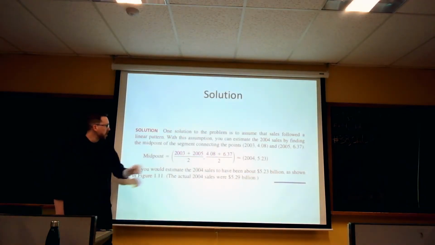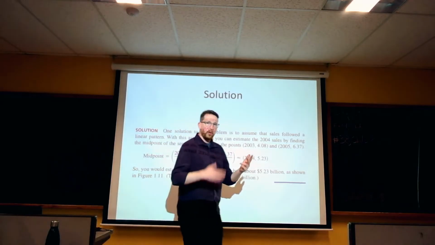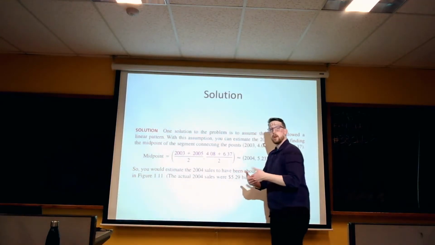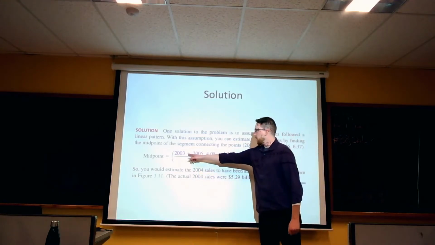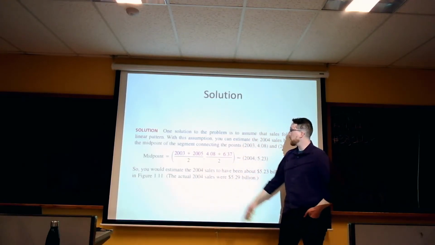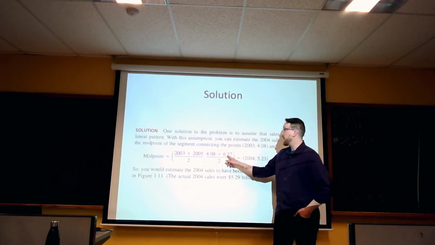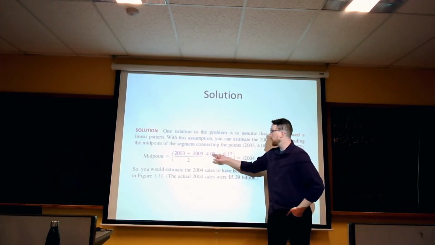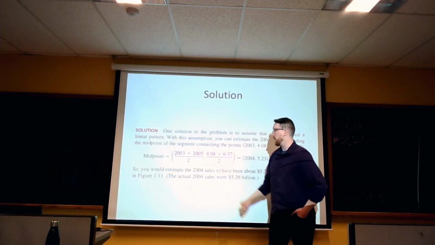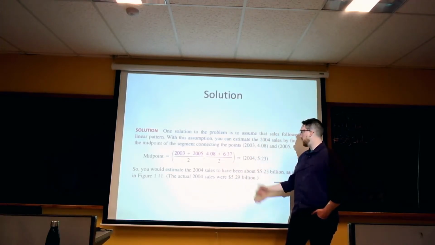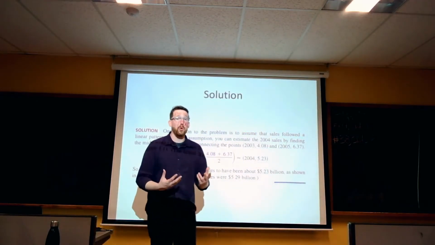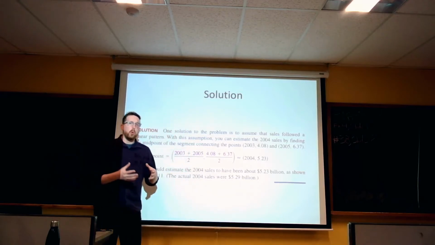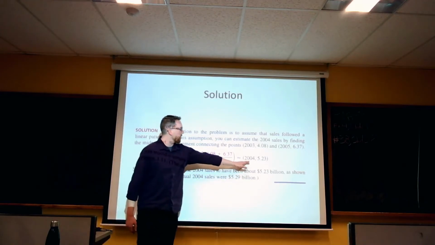So to do that, we take the years, 2003, 2005, add them together, divide by 2, take that average, right? That would give us 2004. And then we would take the sales for 2003 and the sales for 2005, add them together, divide by 2. And then this gives us our new midpoint, approximating what we think the sales were for 2004.